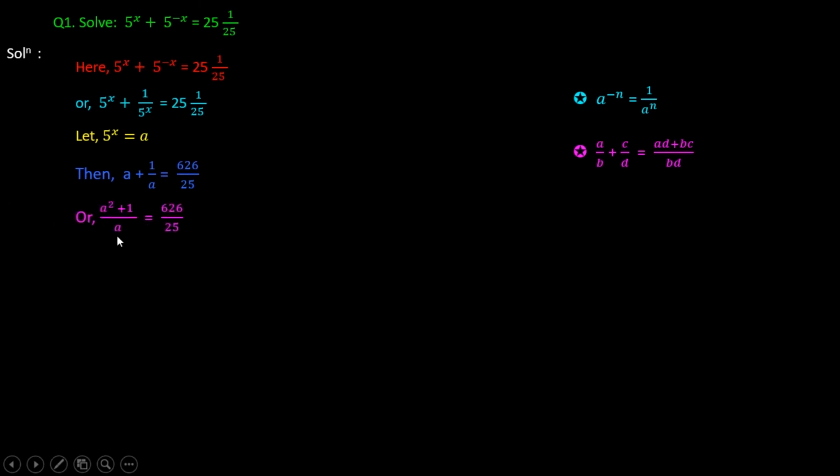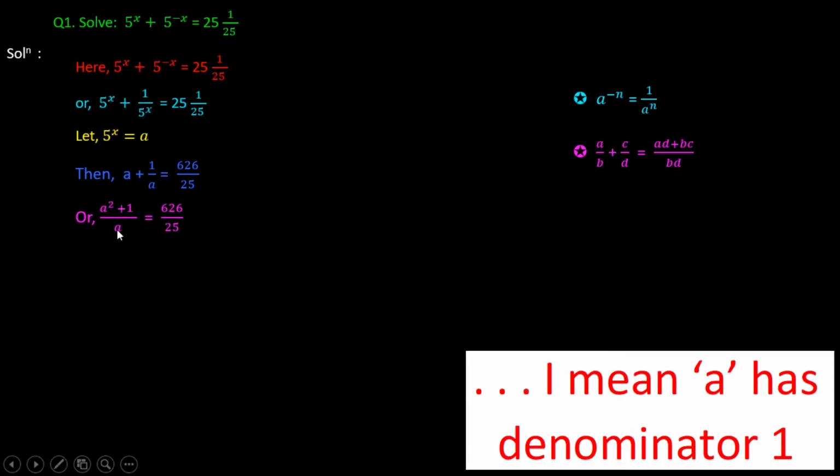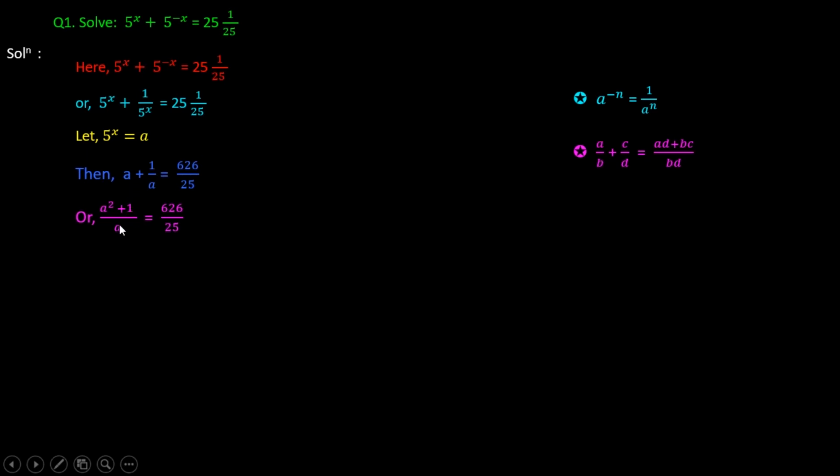So let's see, I will solve. a has denominator 1, so a times a is a square, and 1 times 1 is again 1 in the numerator. The right side is the same. Now you have to cross multiply. Cross multiply means 25 is multiplied with a square plus 1, and a is multiplied with 626, so it is seen like this.